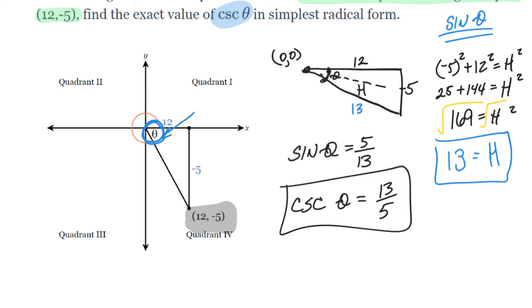And we'll take a look at one more. And we also need to recall that the negative 5 was our y value. So this actually should have been negative 5. So our answer should be negative 13 over 5.